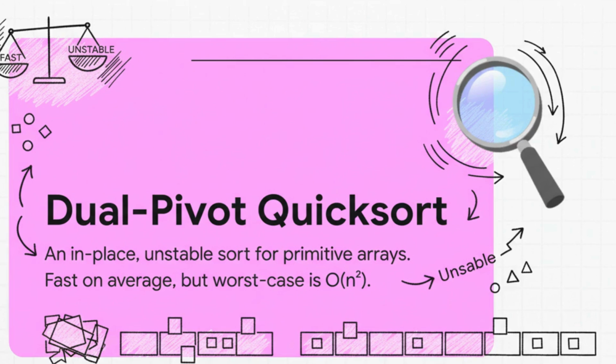It operates directly on the data. But there's a really important trade-off. See that word unstable? What that means is if you have two equal elements, say two 7s in your array, there's no promise they'll stay in their original relative order after the sort. For just plain numbers, that's usually not a big deal.